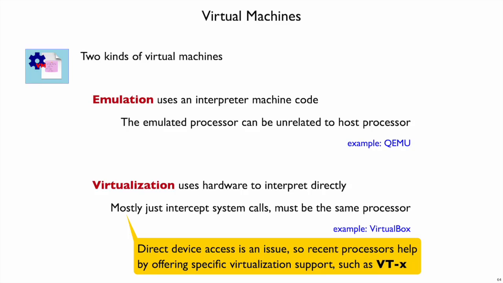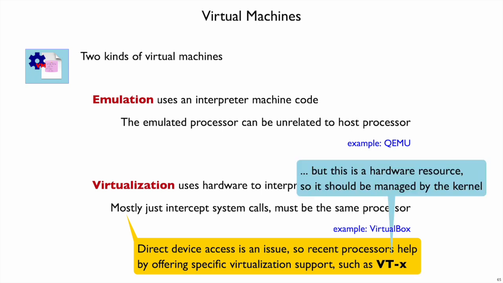Meanwhile, when you're not emulating, part of the goal is to use the hardware directly to interpret machines, but you need to intercept certain things, and the CPU can help with that. It can provide the right hooks for letting you intercept just enough, and an example of that kind of support is VT-x. So that's extra support in the CPU to make virtualization work better.